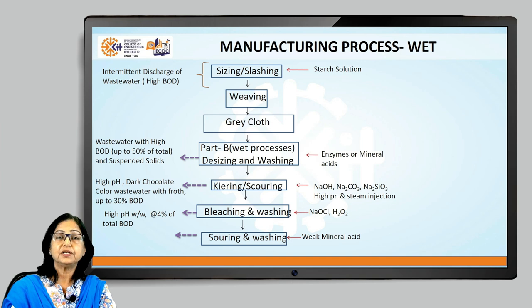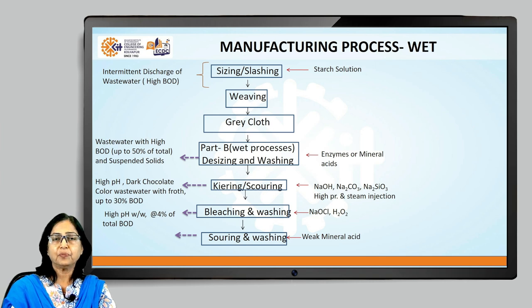It starts with desizing. Okay, sizing is application of starch, so desizing is nothing but removal. And one thing you need to remember, that each and every process is followed by washing in textile industry. So after removal of starch, or desizing, the fabric is washed. Enzymes or mineral acids are used for desizing, and this results in the strongest wastewater of the industry, contributing up to 50% of BOD. This is because starch has very high BOD. So when it ends up in the waste stream, the wastewater also has very high BOD.